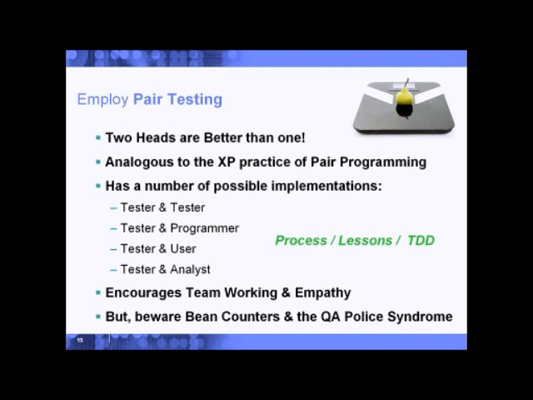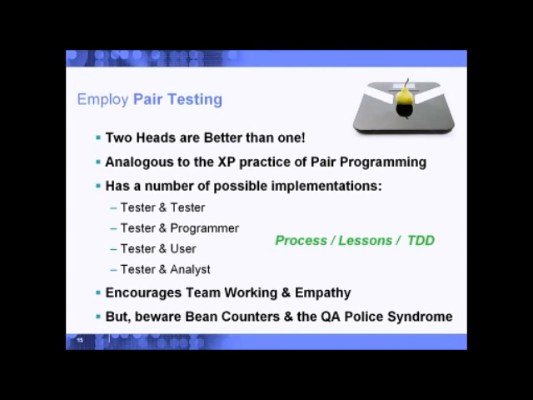If anybody's familiar with XP, XP already has a practice which it terms pair programming, which is bringing two programmers together. I find this to be a really powerful solution for helping build empathy with projects as well. So where testers and programmers have been paired in the case studies, there was some excellent reporting of success, where even after a project is finished, programmers will go back to the tester they were paired with to consult them about quality issues.